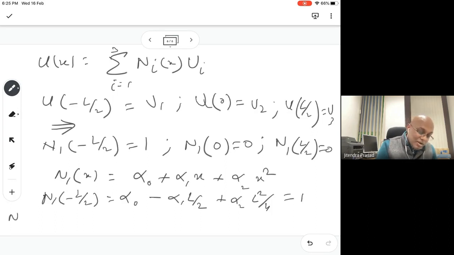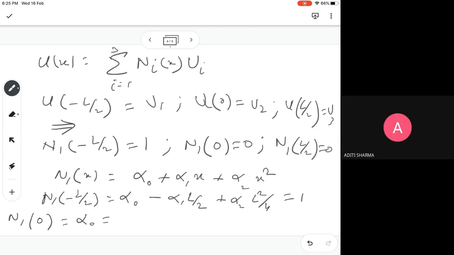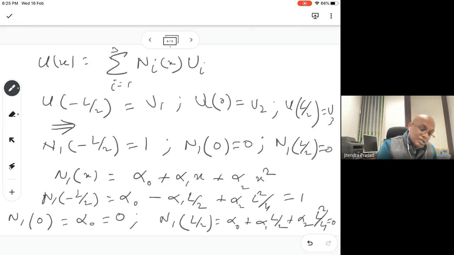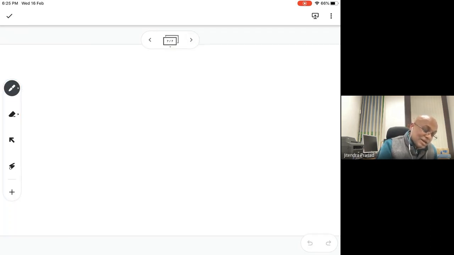Similarly, N1 at 0 is equal to alpha 0, which is 0. Equal to 0. Yes. Then you have N1 at L over 2 is equal to alpha naught plus alpha 1 L over 2 plus alpha 2 L square over 4 is equal to 0. So you can actually write the equation, and you can actually write like this.